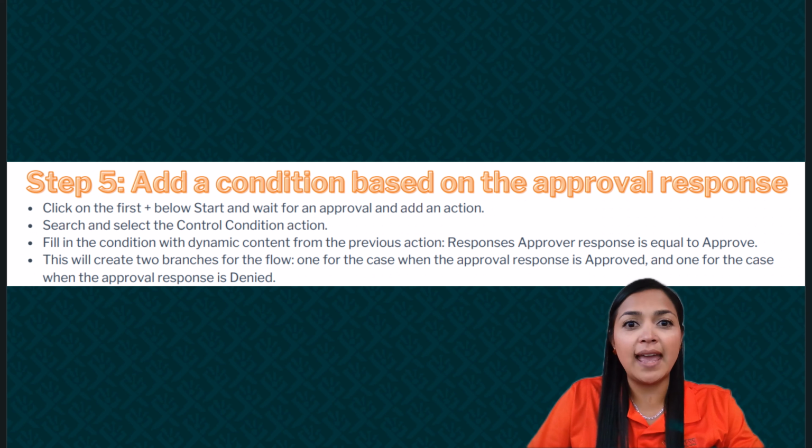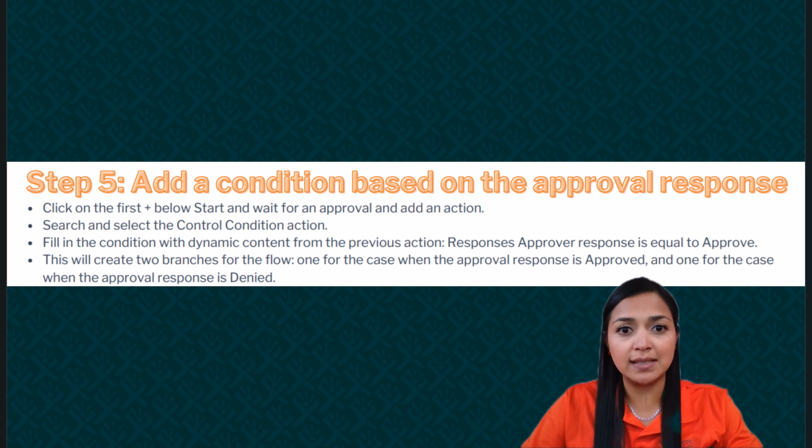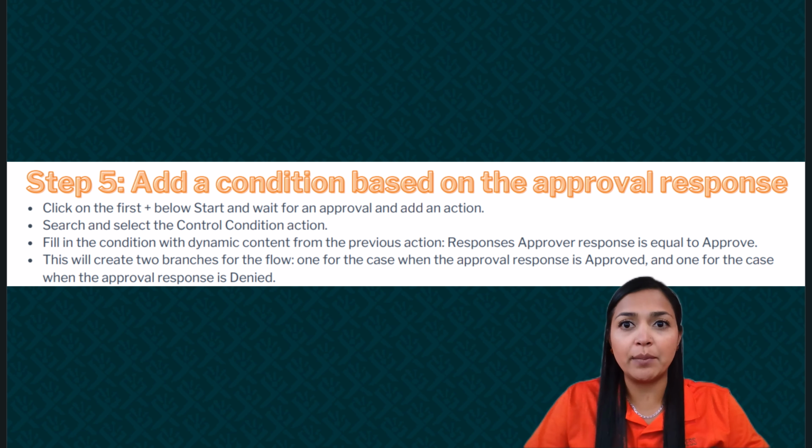Step 5, add a condition based on the approval response. So now that the manager can receive the email, they will have two options to approve or deny the expense. And then the flow is going to branch off into two different sections. And that's what we're adding next, is that branching off step.